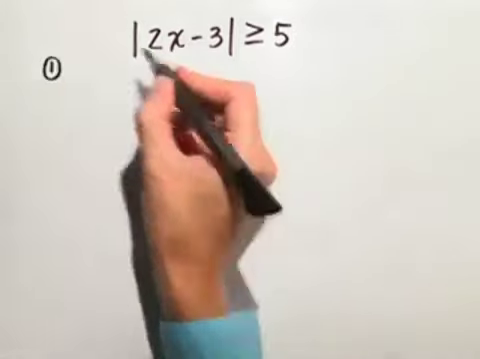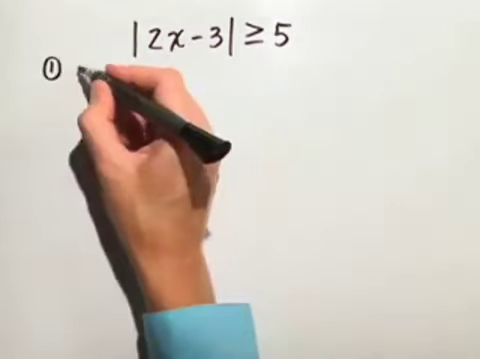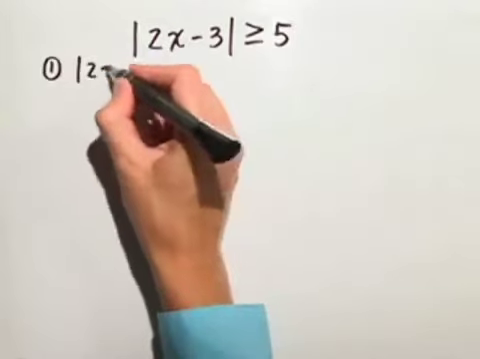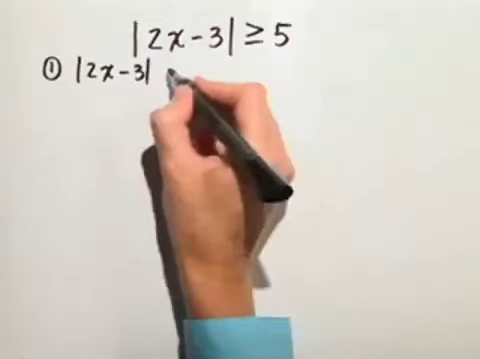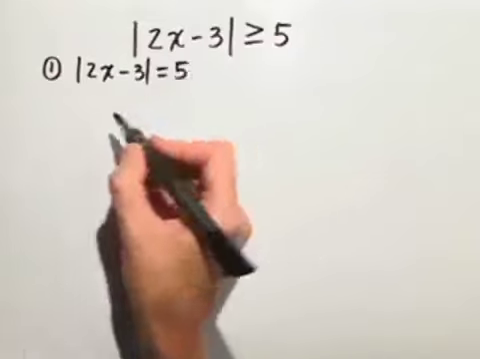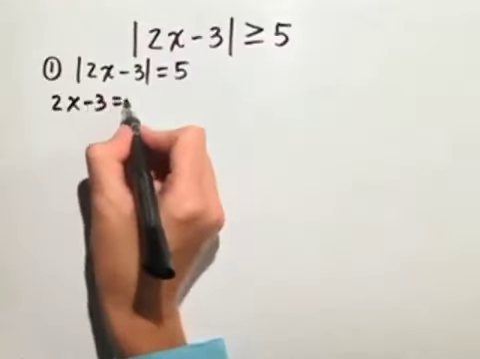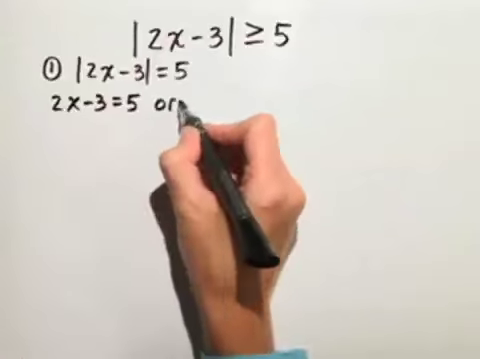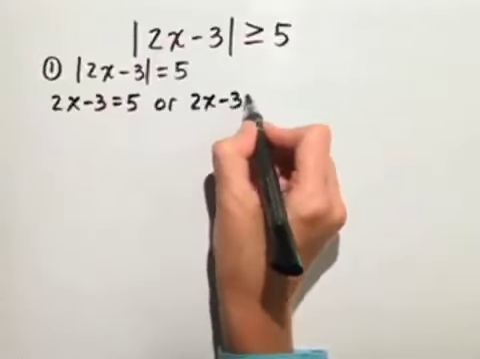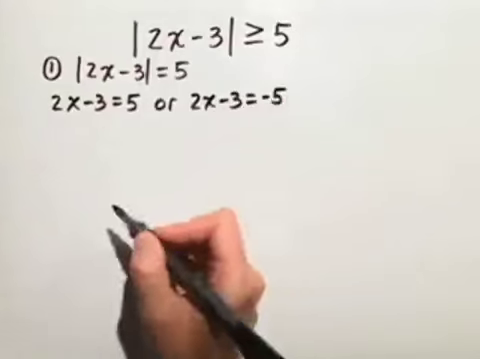First, we'll solve the absolute value equation. The absolute value of 2x minus 3 equals 5. We solve that by making two equations. 2x minus 3 equals 5, or 2x minus 3 equals negative 5.